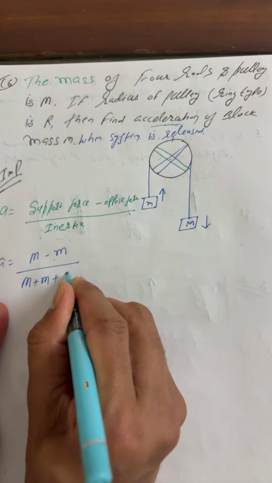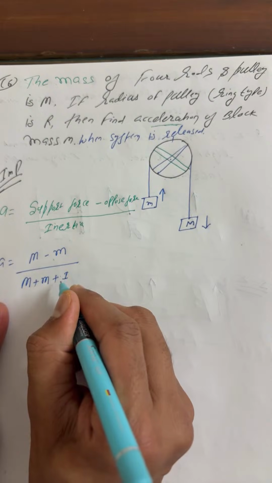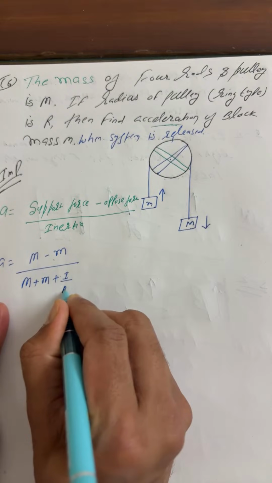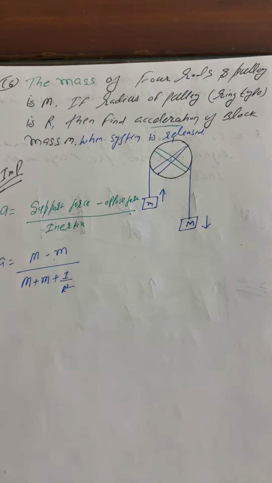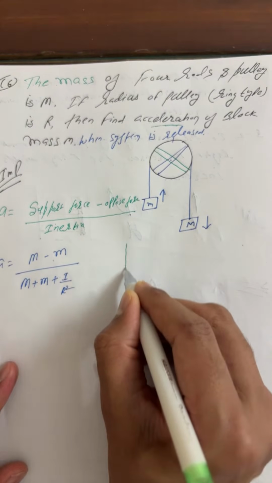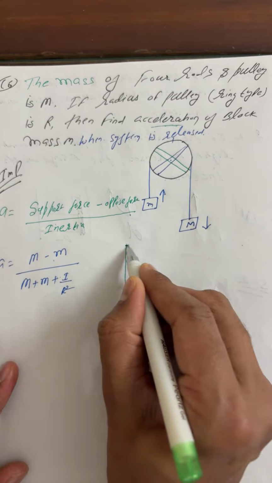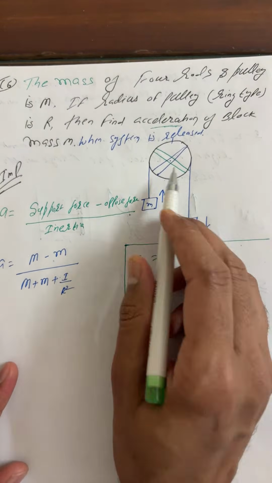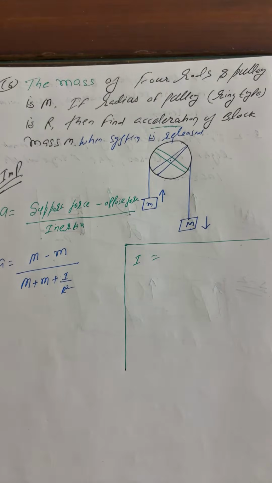What is the moment of inertia of the ring? I equals (I by r square), so here we have to find the moment of inertia first. I'll find the moment of inertia separately for all. First I'll write for the ring.